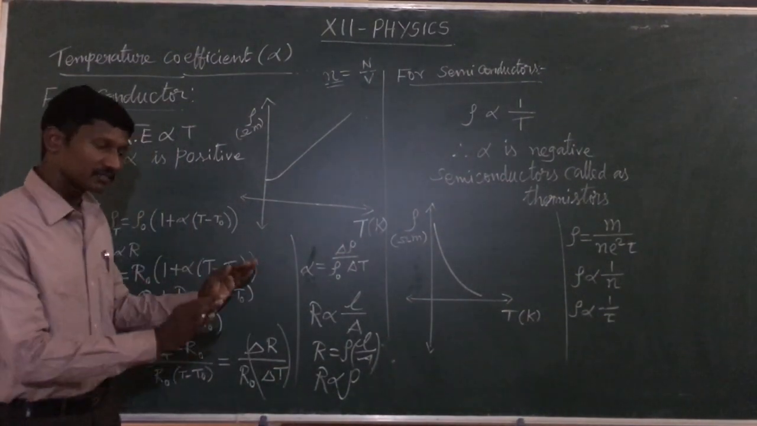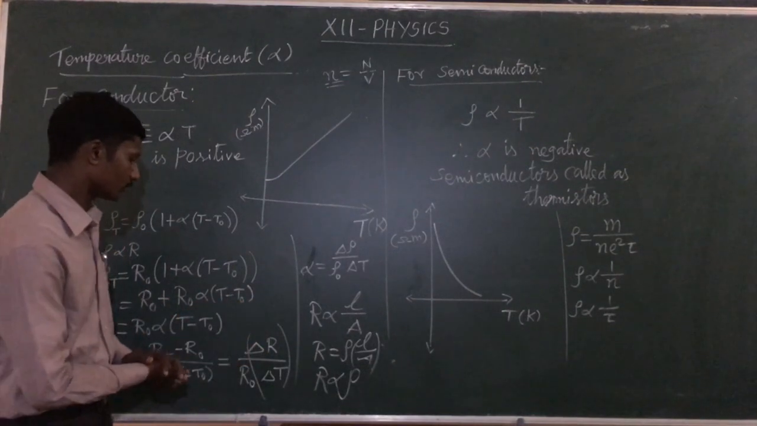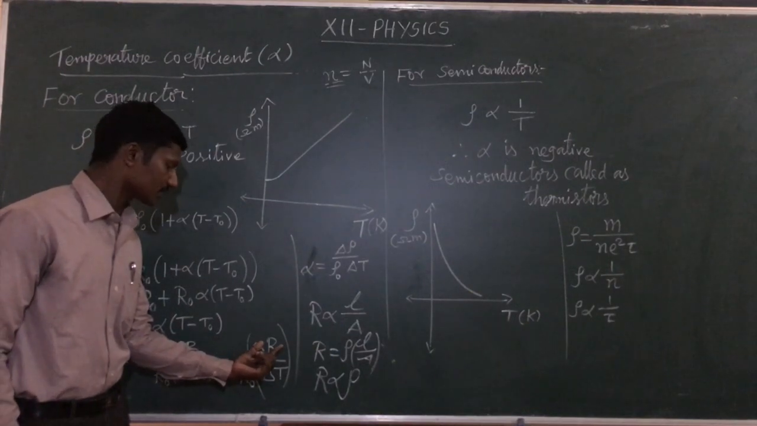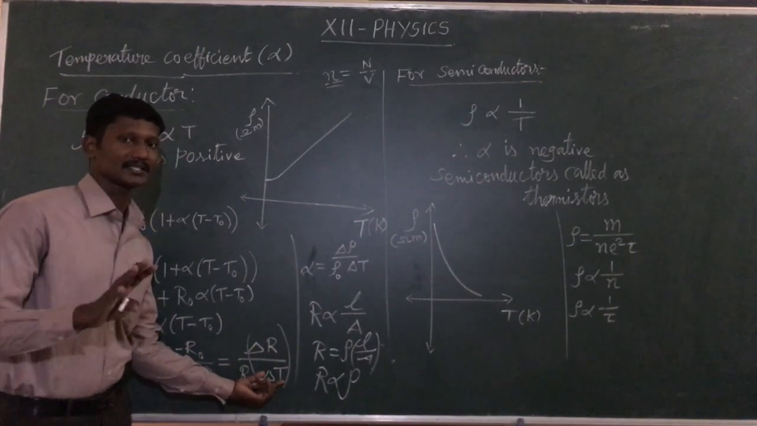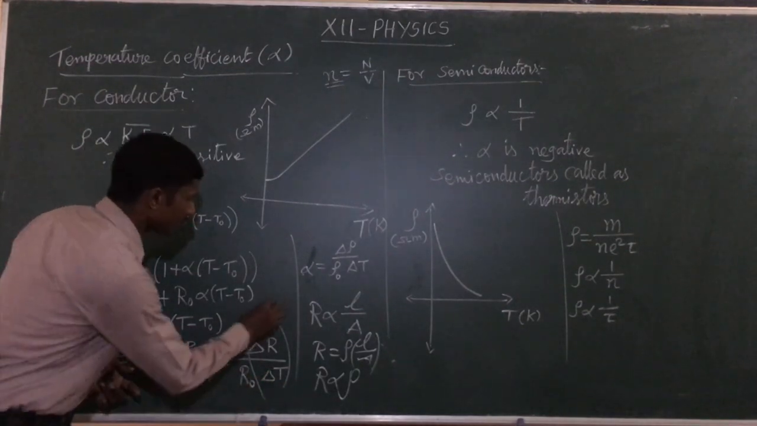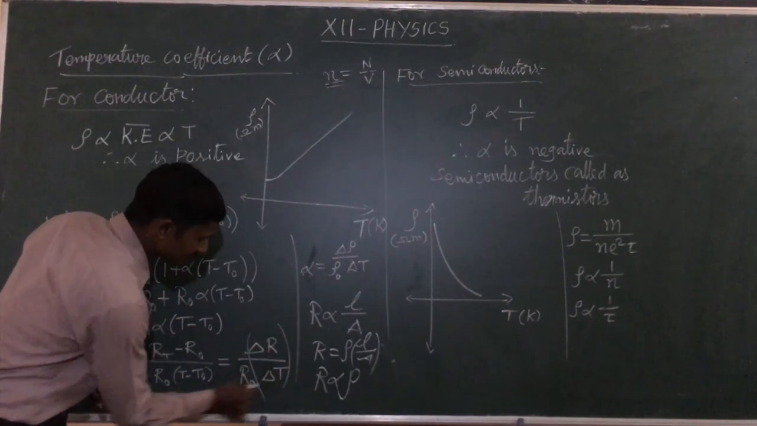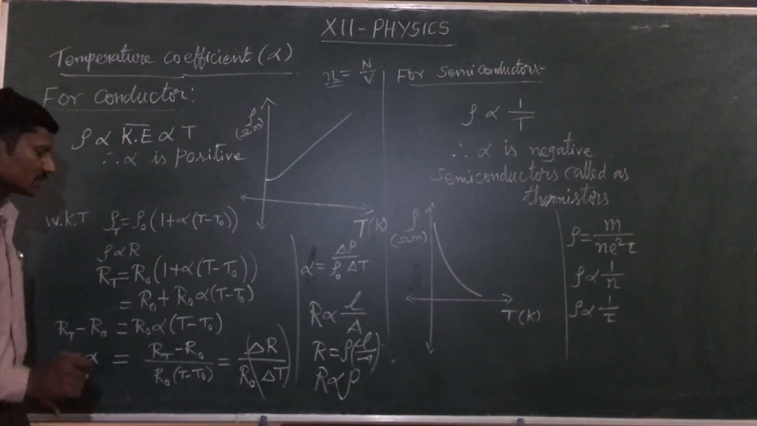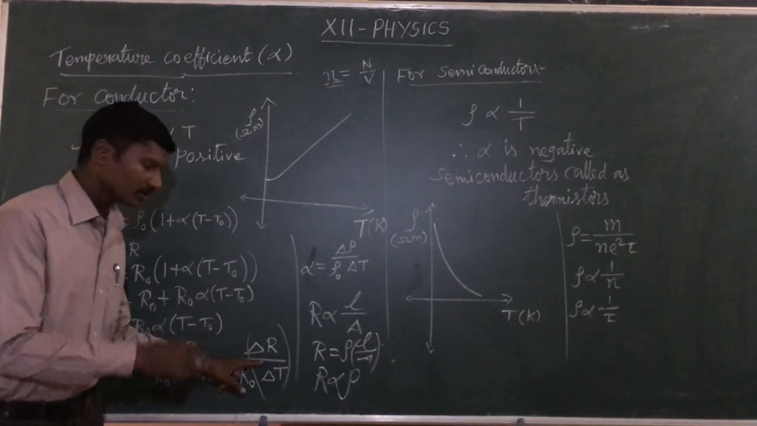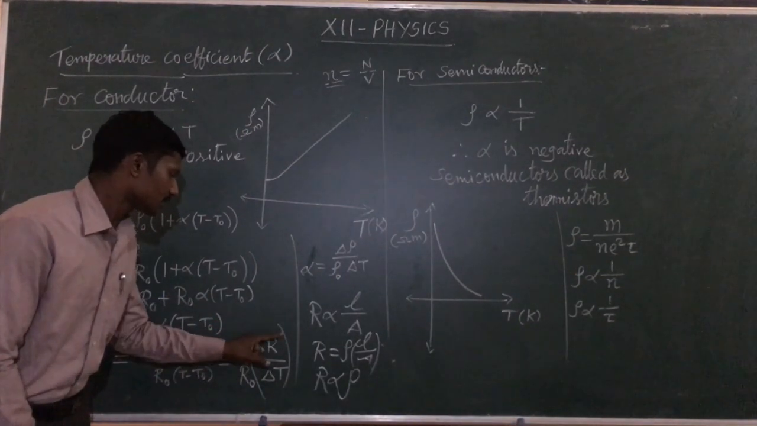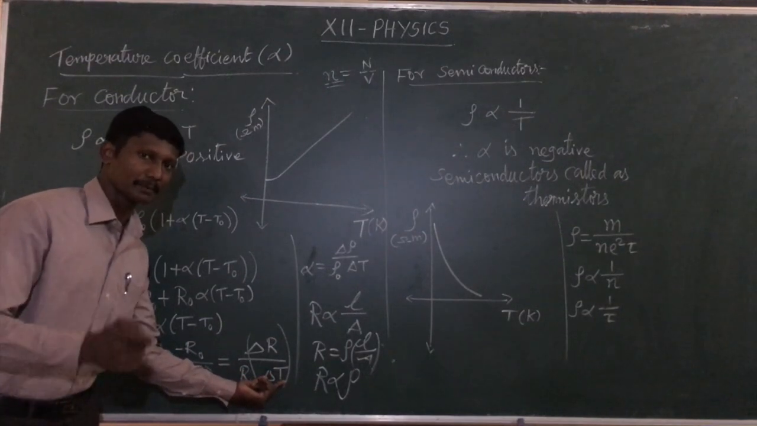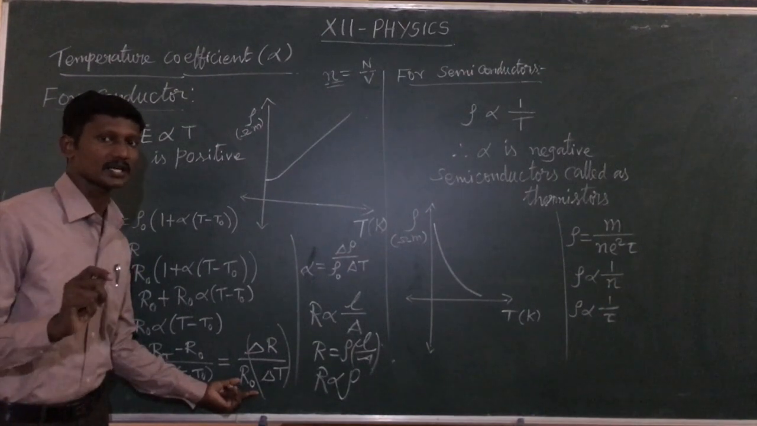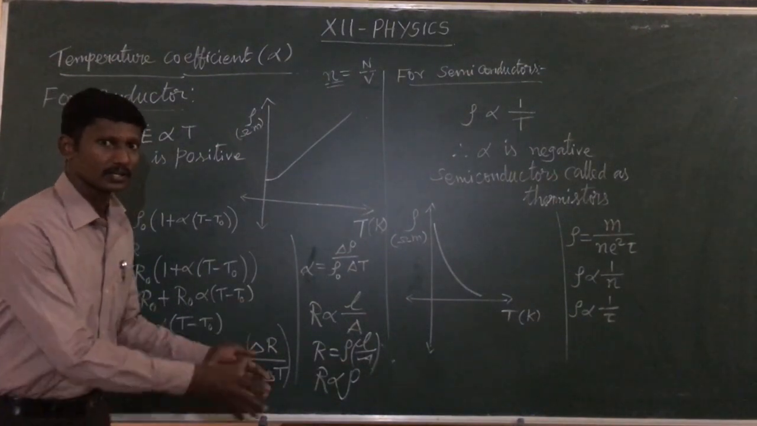In the last class, we gave one definition: del R by del T, which means the rise in resistance per degree rise in temperature. So del R by del T divided by R0. Therefore, alpha, the temperature coefficient of resistance, is defined as the ratio of the increase in resistance per degree rise in temperature to the resistance at T0. Like that, we will give one definition.